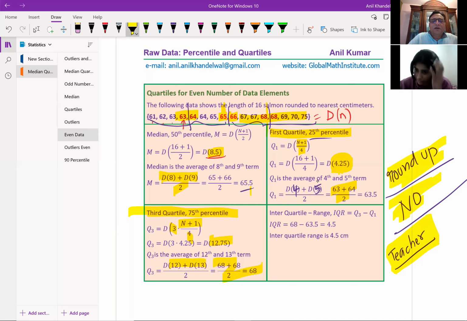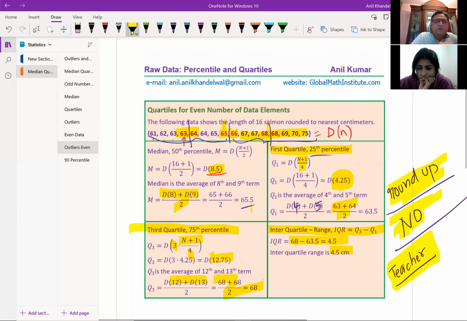So we found Q1, we have found Q2 and Q3. Interquartile range is the difference between Q3 and Q1, and that is 4.5 in our case. Is that clear to you? See, once you understood the concept, how easy the question is. Within no time, you can find all the quartiles and the interquartile range.